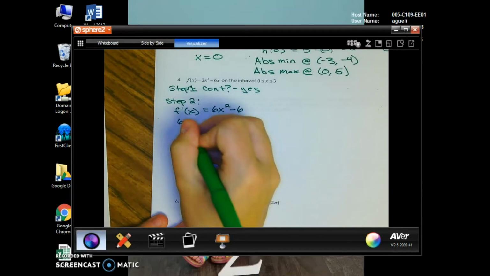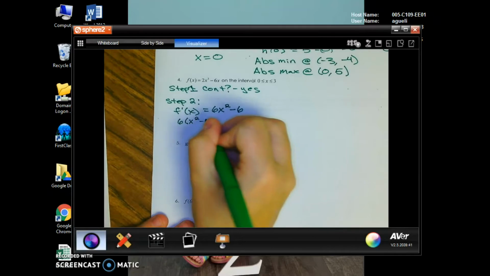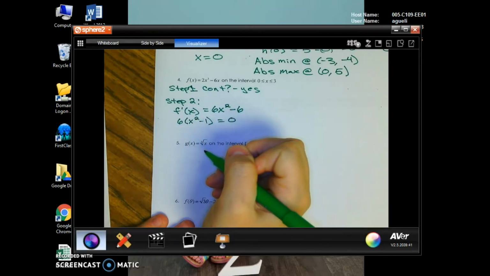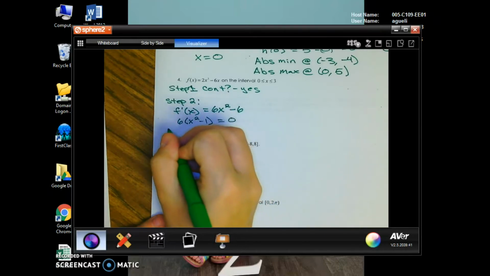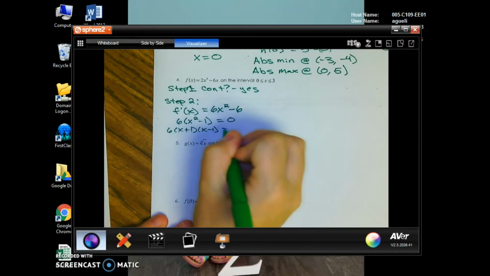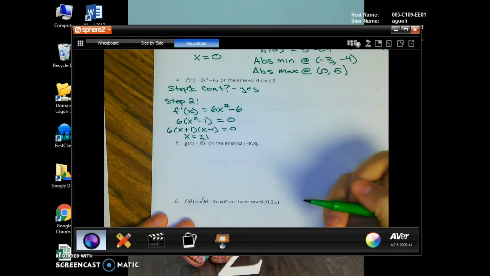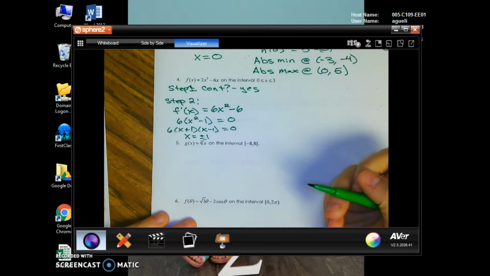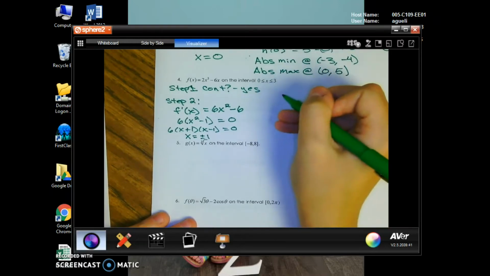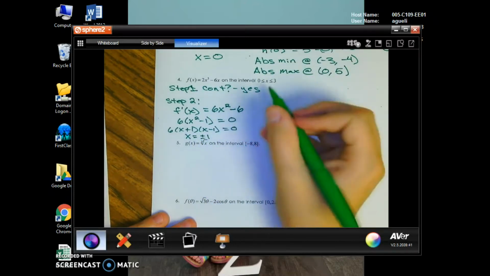I'm going to factor out a 6 first. Not that it really matters, but equals 0. Okay. So then from here I'm going to factor this again. And again, you could have just solved it either way. You'll still end up with the same thing. You'll get x equals plus and minus 1. So I have two critical values there, positive 1 and negative 1. And then for step 3, I'm going to plug in positive 1, negative 1, and 0 and 3.